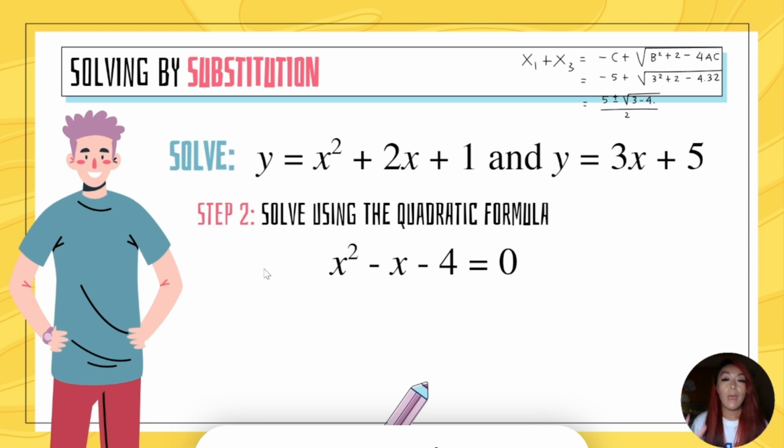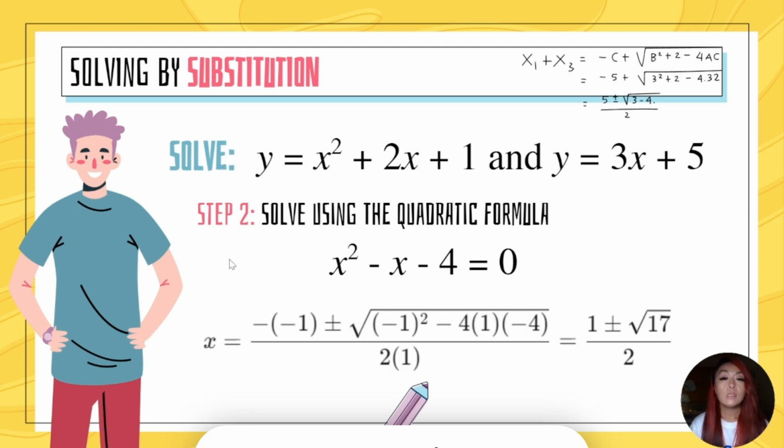Remember, after setting the equations equal to each other and using inverse operations to set the equation equal to 0, we're left with this quadratic here, x squared minus x minus 4 equals 0. If you notice, this is a quadratic that we cannot factor, so we're going to use the quadratic formula here. Our a value is 1, our b value is -1, and our c value is -4. Substituting into the quadratic formula and simplifying, we get 1 plus or minus the square root of 17 over 2.